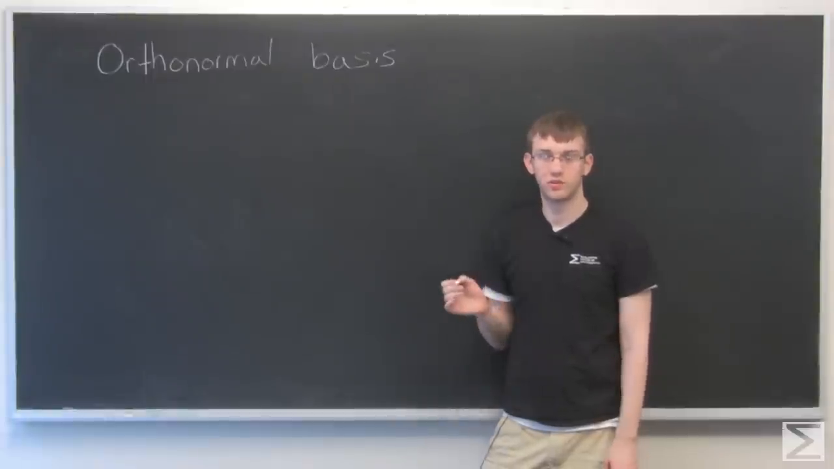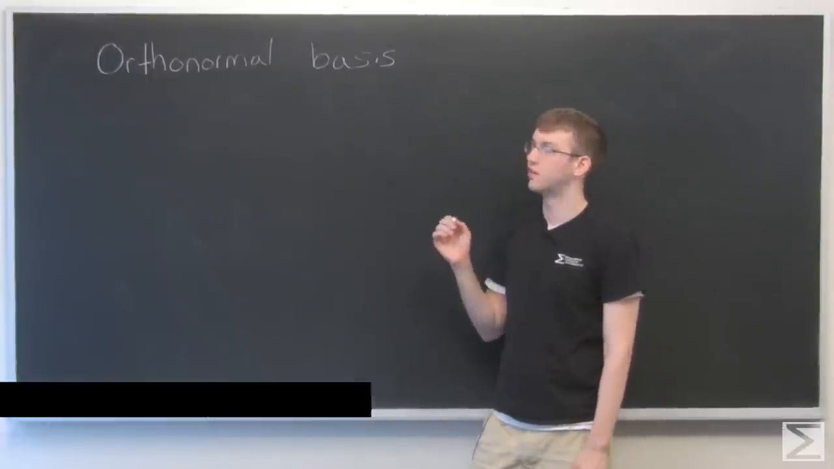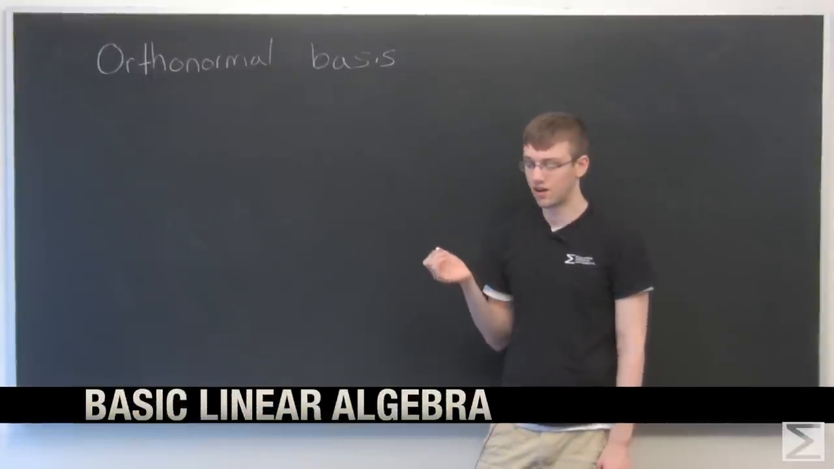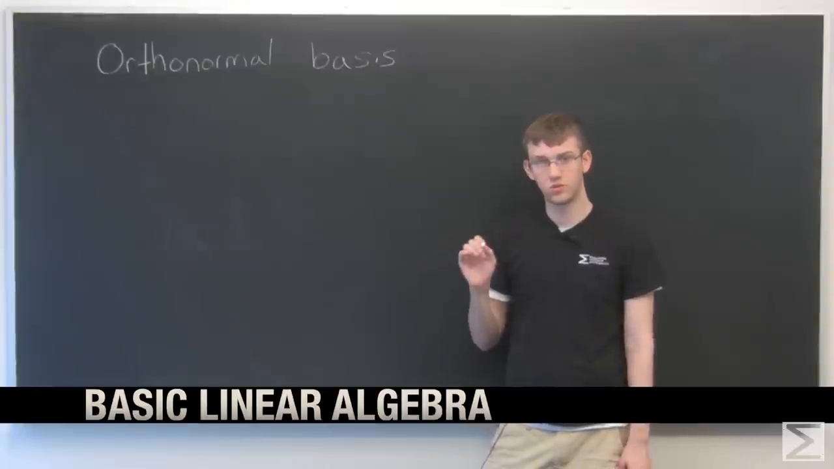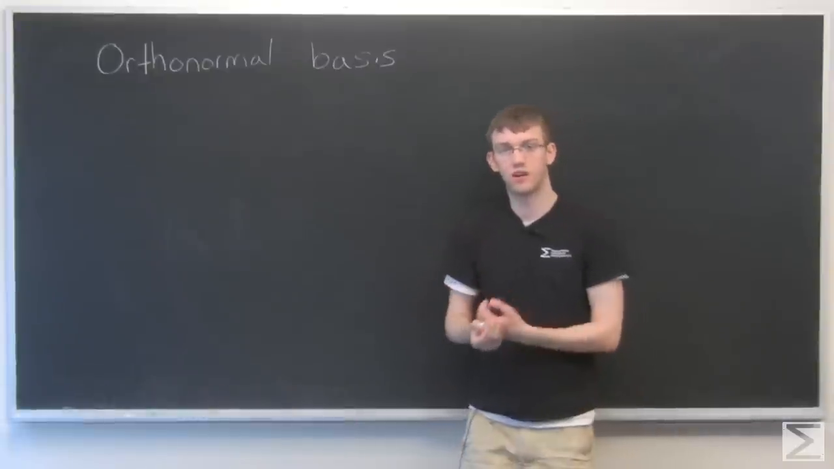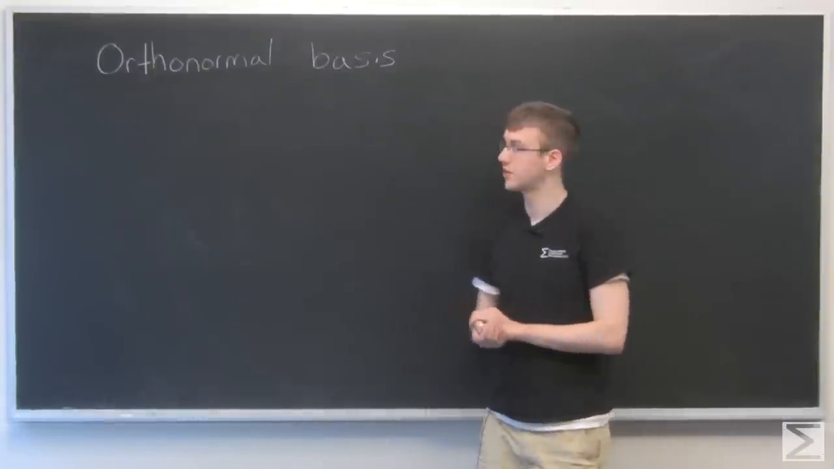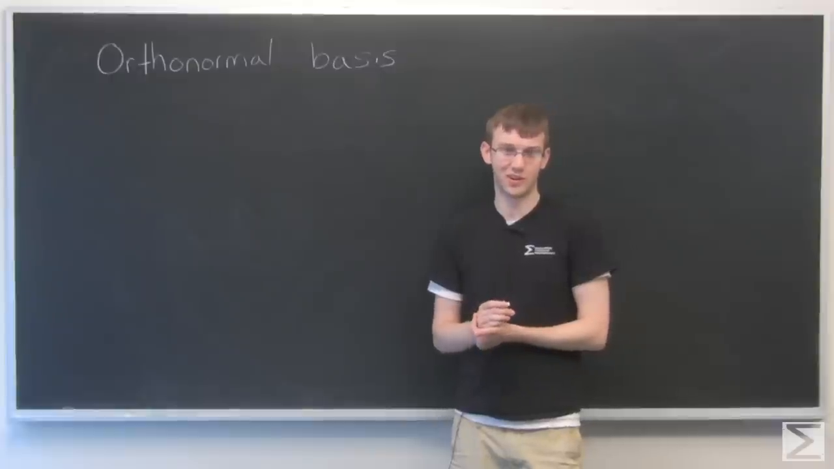In this video, we're going to go over the definition of what exactly an orthonormal basis is. When we use the Gram-Schmidt process, that is how we find an orthonormal basis from a set of vectors. But first, I just want to make sure we know what it is.